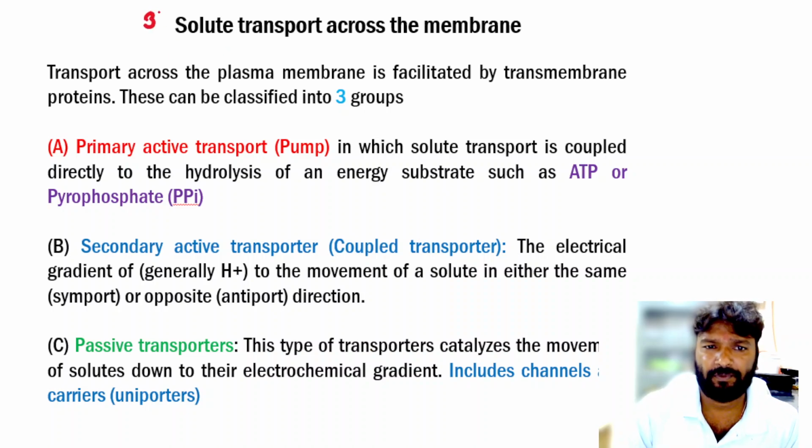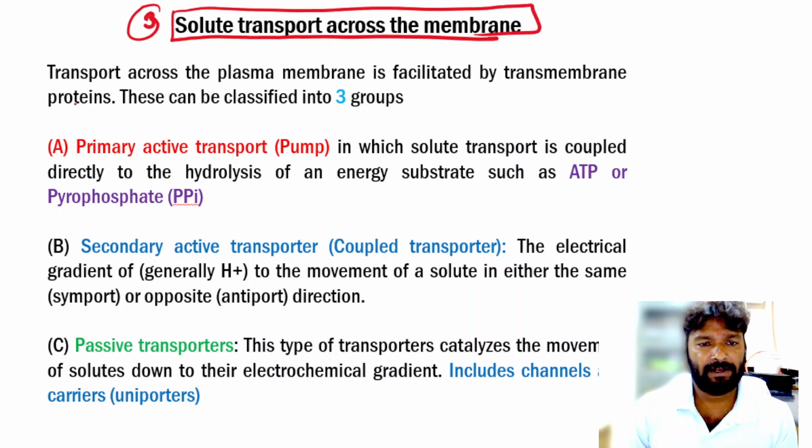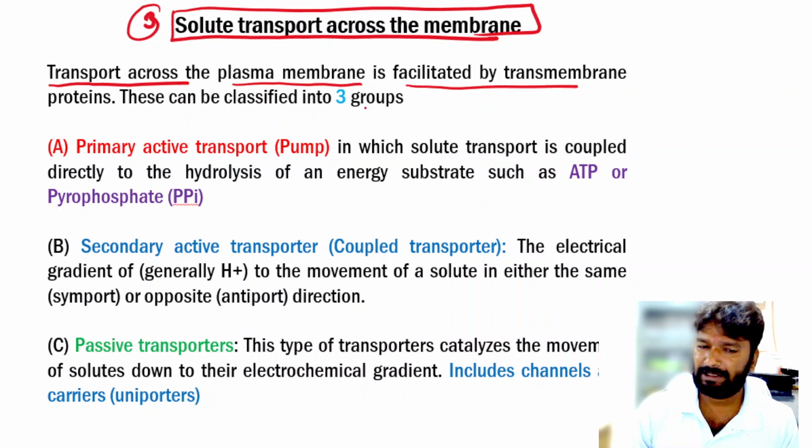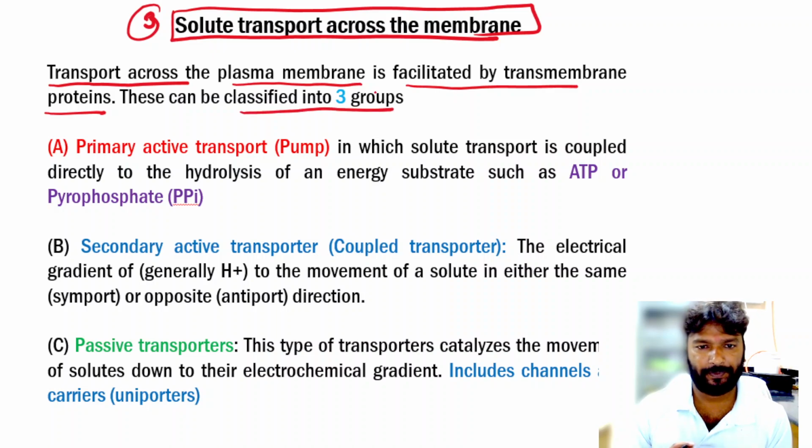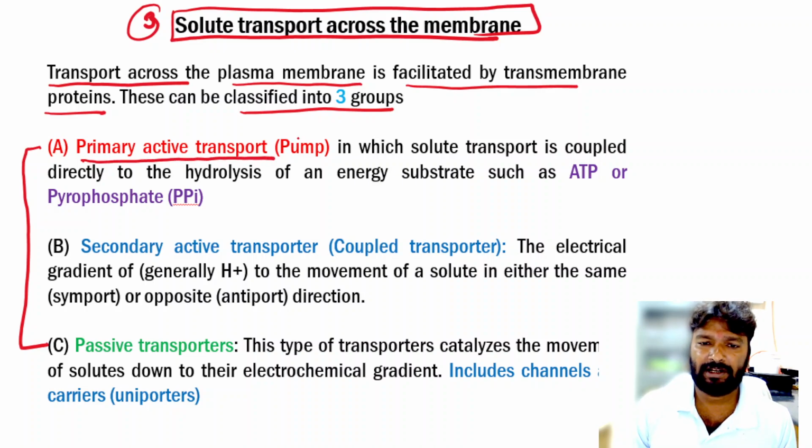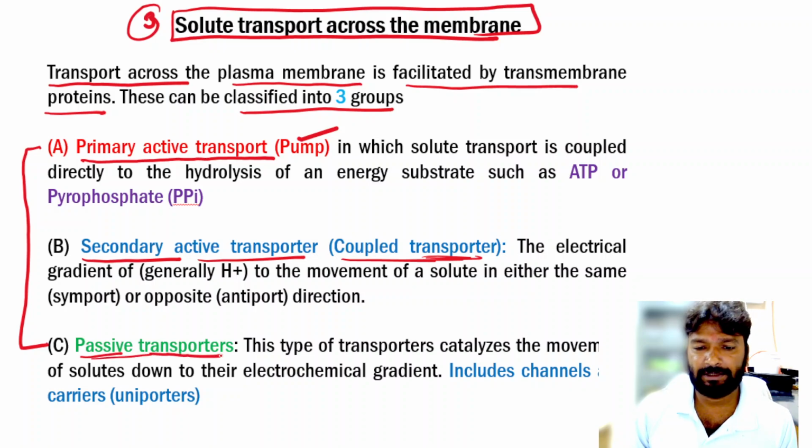Now the third very important pathway is known as solute transport across the membranes. Okay. So the transport across the plasma membrane is facilitated by the transmembrane proteins already discussed, and these can be divided into three groups. Okay. तो ये आपके थ्री ग्रुप्स कौन कौन से हैं? The first is known as primary active transport, or it is also known as a pump. Second, secondary active transporters, also known as coupled transporters, and third is the passive transporters.